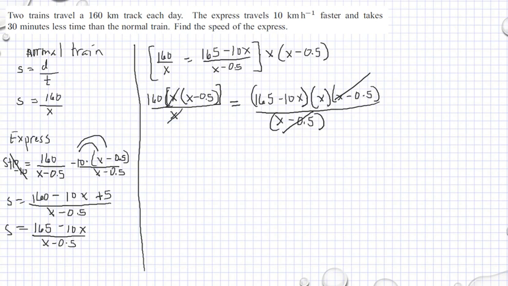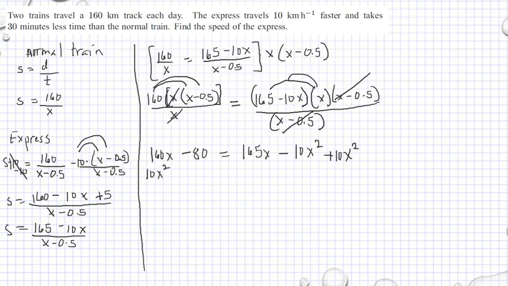Then if we multiply 160 by x, we have 160x, and half of 160 is 80, is equal to 165x, if we multiply x by 165, and negative 10x squared. If we add 10x squared to both sides of the equation and then subtract 165x, we have 0 on one side. We have 0 is equal to 10x squared minus 5x minus 80.